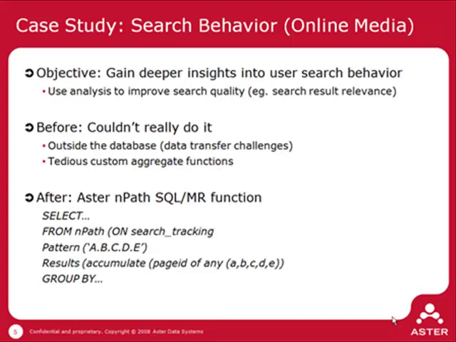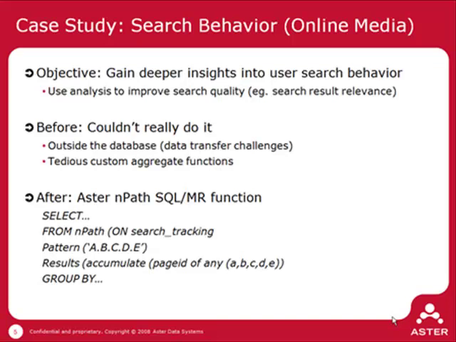Using Aster, they were able to develop a much better solution via nPath. nPath is a SQL-MR function that provides sequential pattern analysis over large data sets. It allows you to find interesting patterns by developing a set of regular expression pattern matches. It also allows you to do time series analytics, which is very difficult to do in a traditional database.